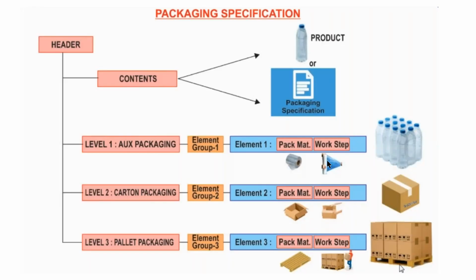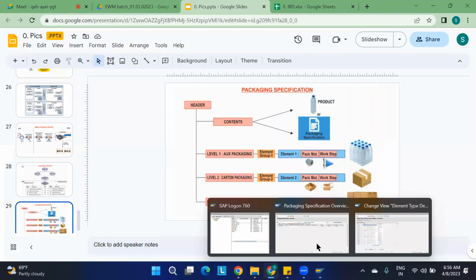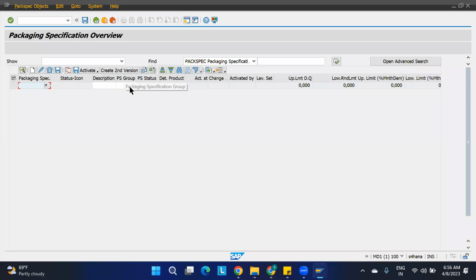Understand the concept here. I think the confusion is there, but see, these things will come. How are we going to do this activity? That is where we come across the element. So next, I'll go to the packaging specification, just choose this, and click enter.